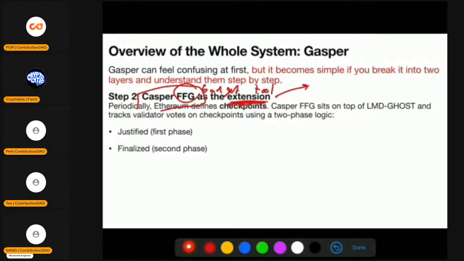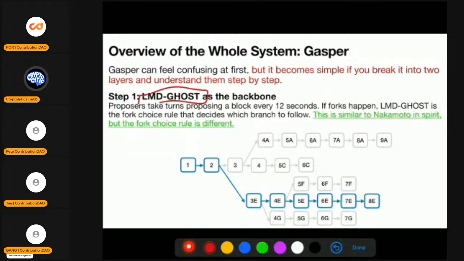And you will see that, oh, I forgot to mention something about the LMD GHOST. LMD stands for latest message driven, and GHOST stands for greedy heaviest observed sub-tree. It's quite complex, but we will try to dissect these terms in the next section.